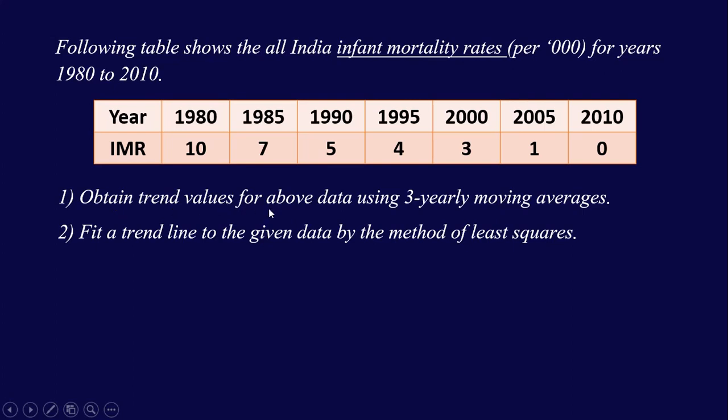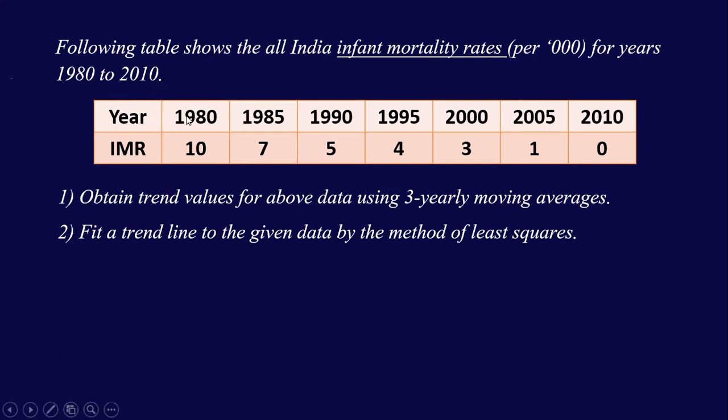Obtain trend values for the above data using 3 yearly moving averages. And the second example is: fit a trend line to the given data by the method of least squares. We are going to solve this example using first 3 yearly moving averages and then by the second method of least squares. Okay. Now if we observe this given table, the years are the values of variable t.